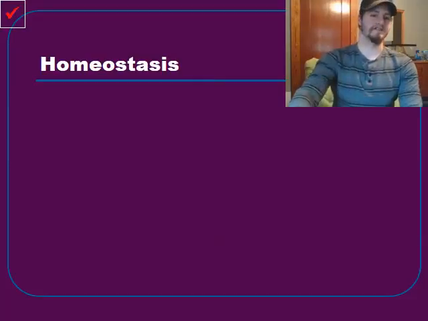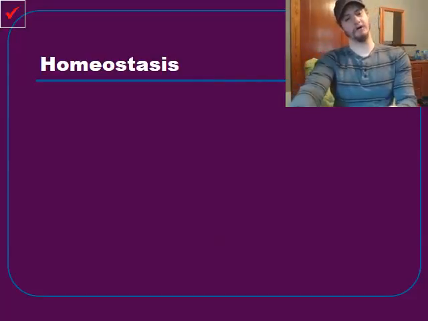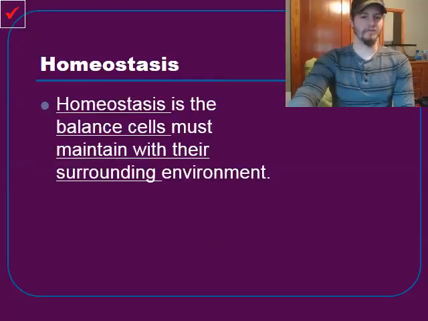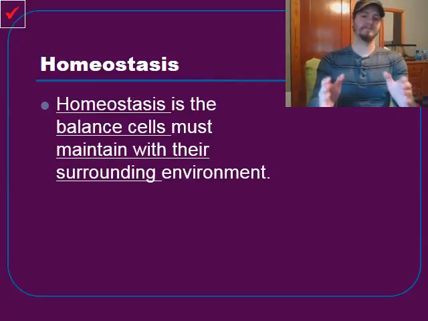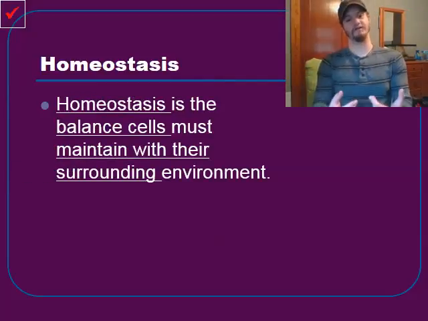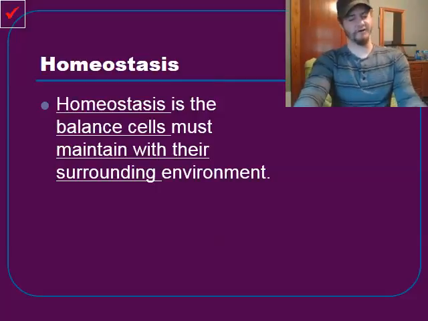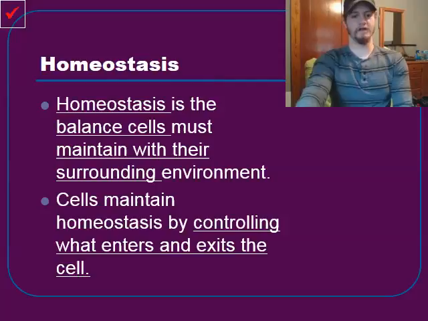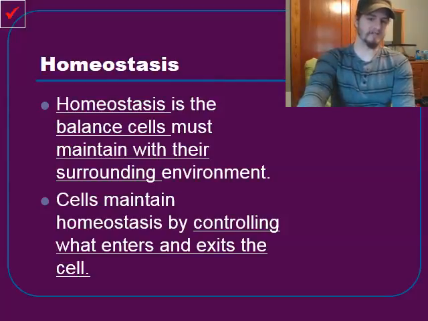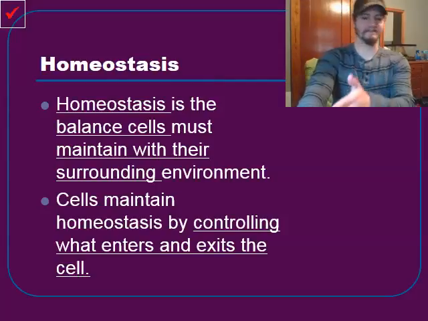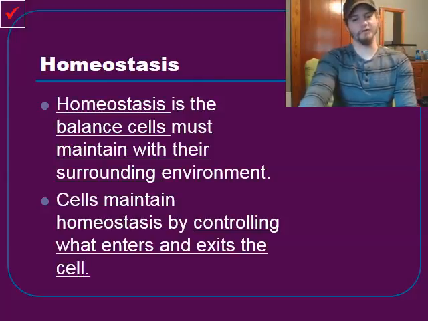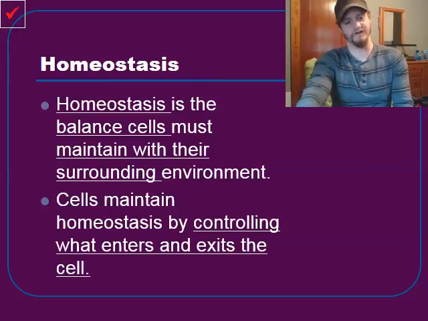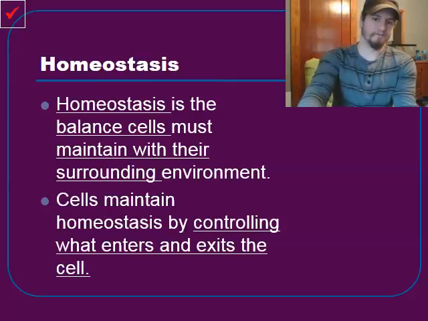So homeostasis. Now we talked about this quite some time ago, but homeostasis, if you remember, is the balance that cells must maintain with their surrounding environment. So homeostasis, it's all about that balance, equilibrium. That's what all cells want. Now, cells maintain homeostasis by controlling what enters and exits the cell, because as we know, the cell membrane is much like a bouncer, controls what comes in and what goes out.